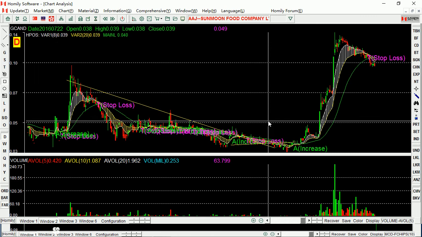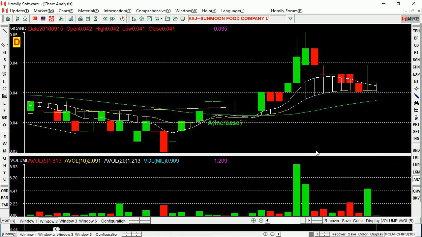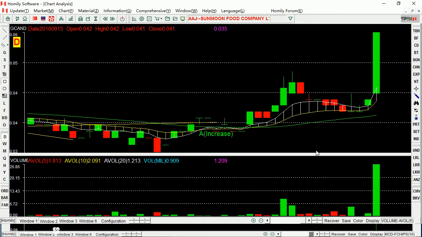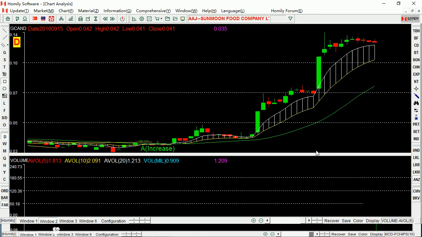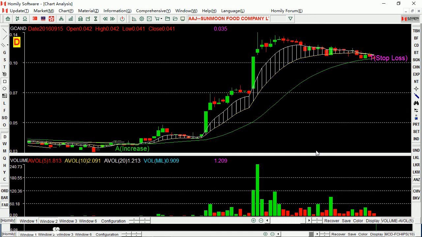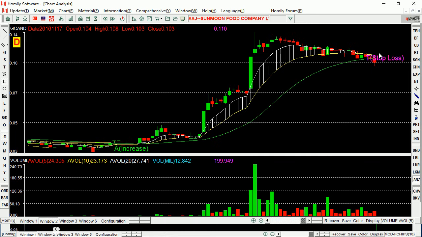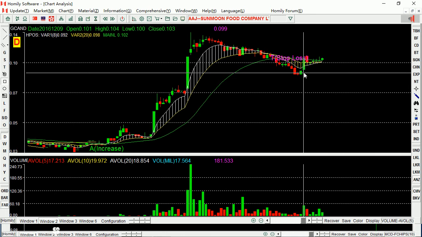Uptrend or downtrend? Still uptrend, because the green line is up. Then if you see the price drop far into the band, then go up again, here is another buy point. So you can buy, you can keep it. But we can see here, a stop loss point appears, sell or not? If you bought at this price, here you should sell. Then now we can see the green line is flat. Then if the price touches the green line, it has resistance, okay.